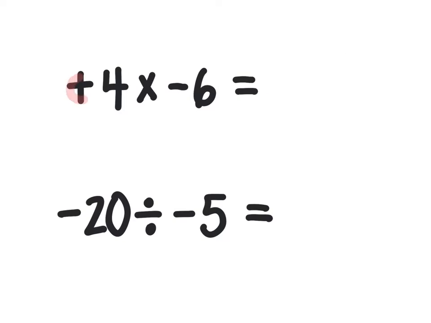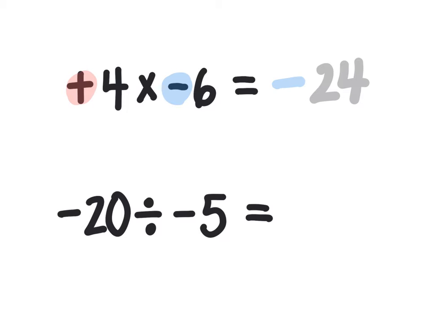So if you have a positive 4 being multiplied by a negative 6, you are going to have an answer that will be negative. The two signs are different, so you're going to get a negative answer. And then you'll multiply the numbers as you normally would. So 4 times 6 will give you 24. So your answer in this case would be negative 24. Let's look at the second example.